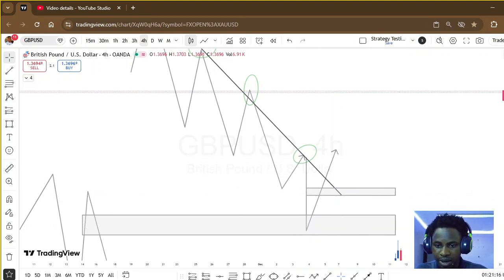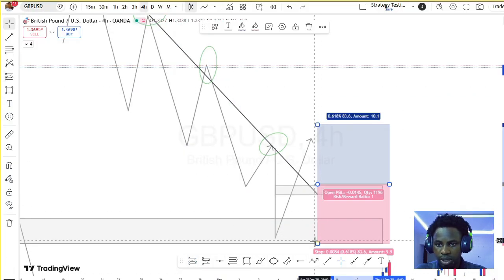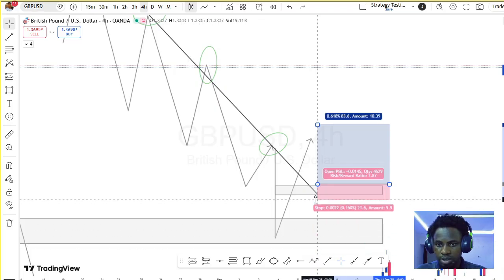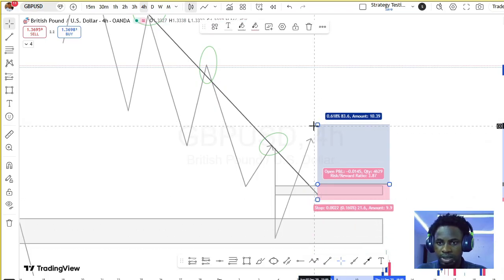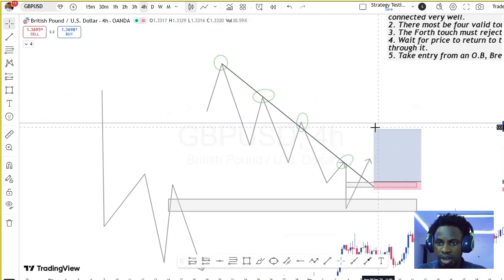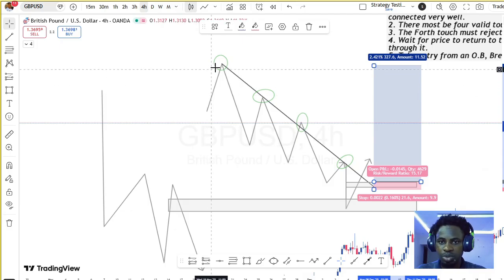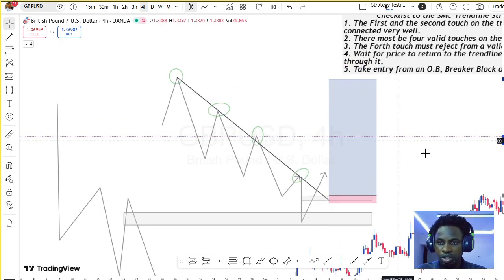Then we can take our buy maybe right from this point here. Let's say we just take the buy from somewhere here, and we can put our stop loss below this same zone here. Then we can target all the way to the first touch of this trend line. So actually our final target is always going to be where this trend line started, which is the first touch here. So that's where we are going to be targeting.